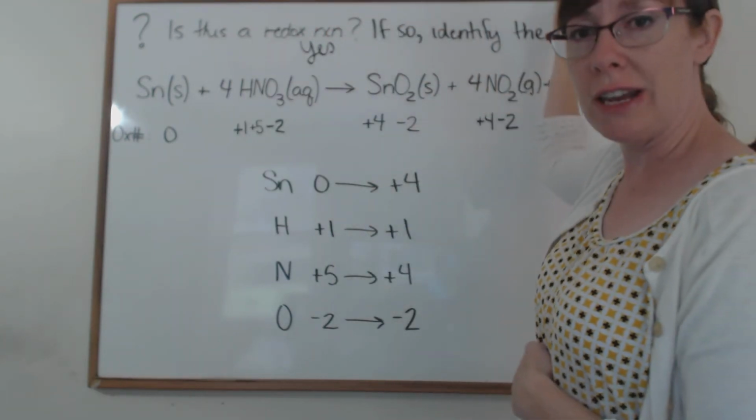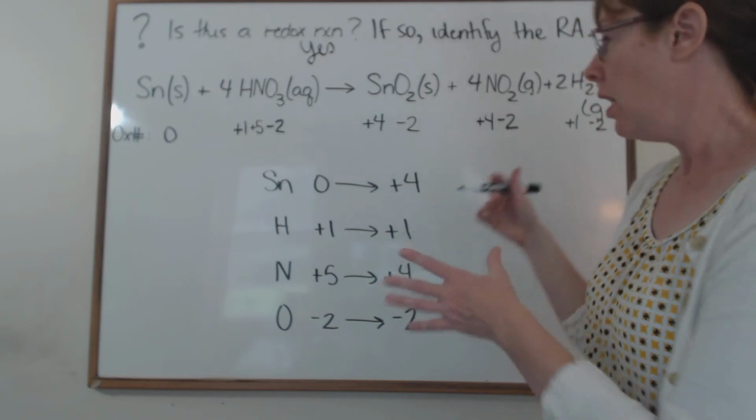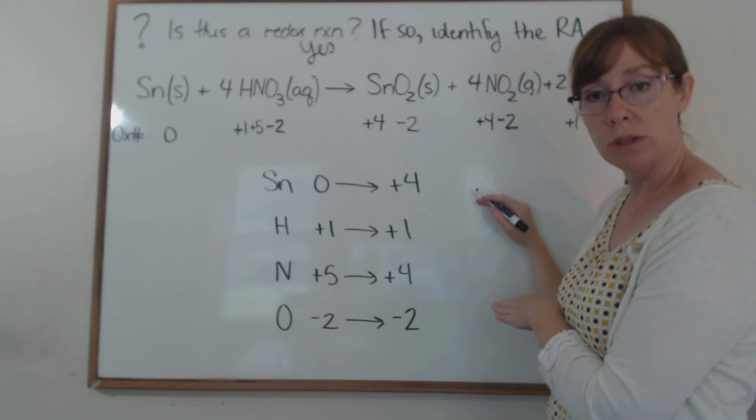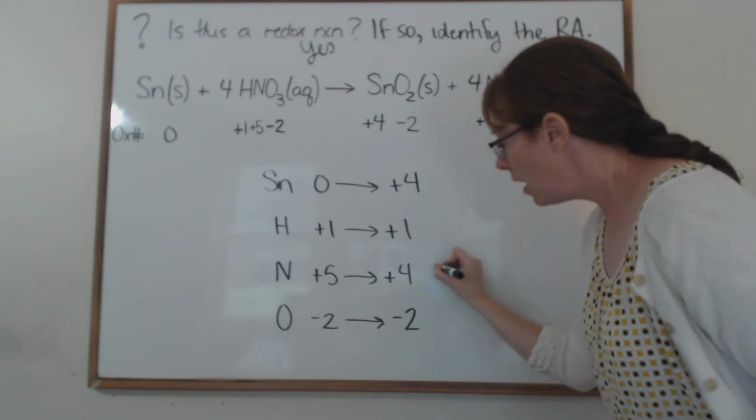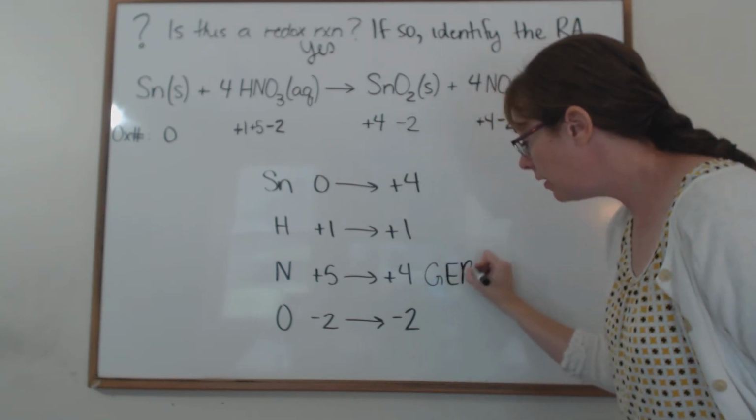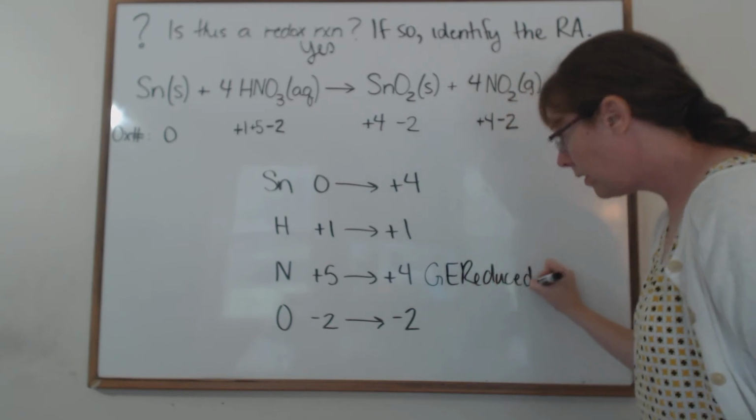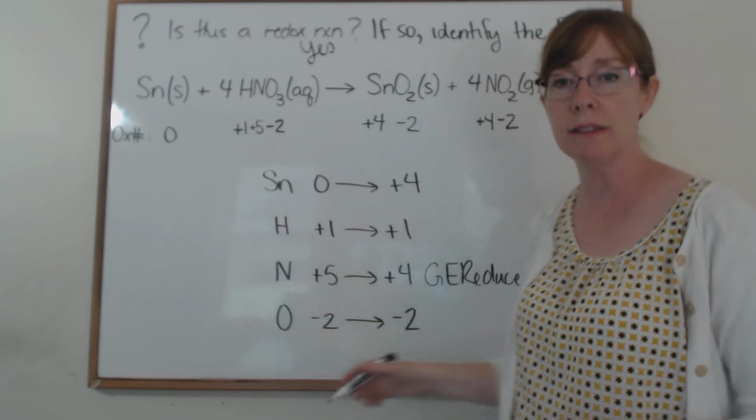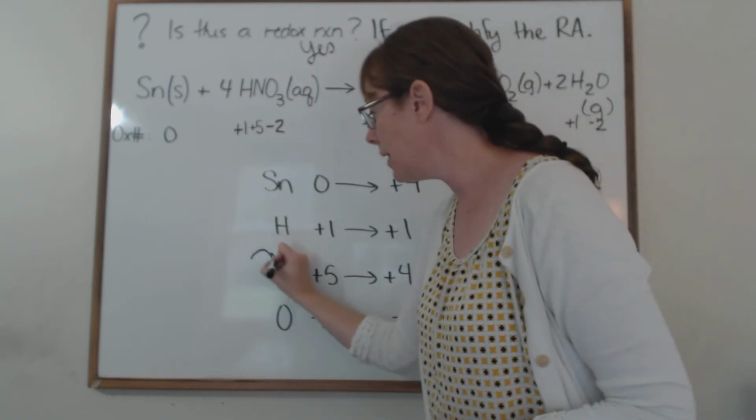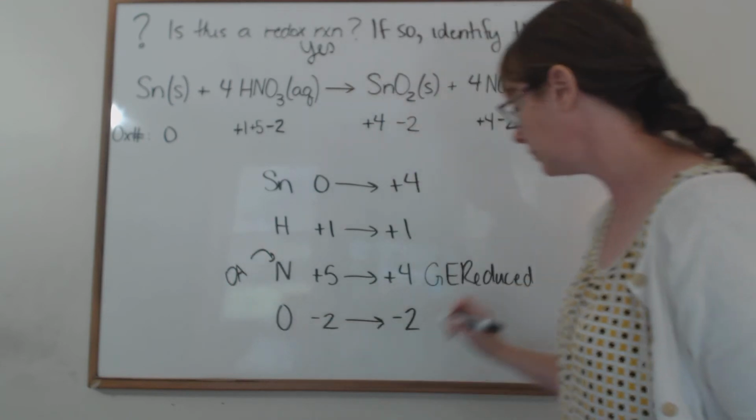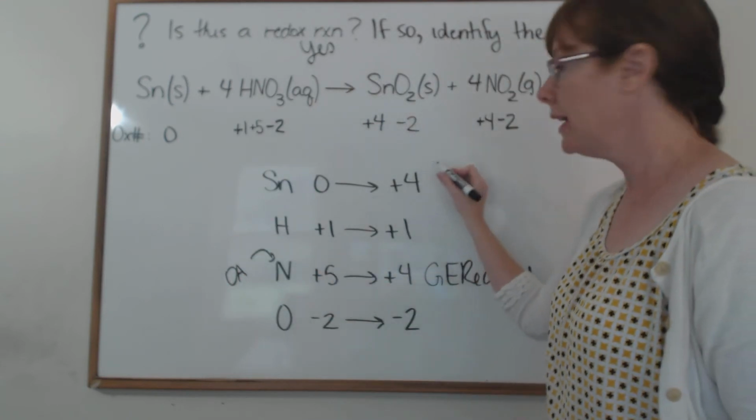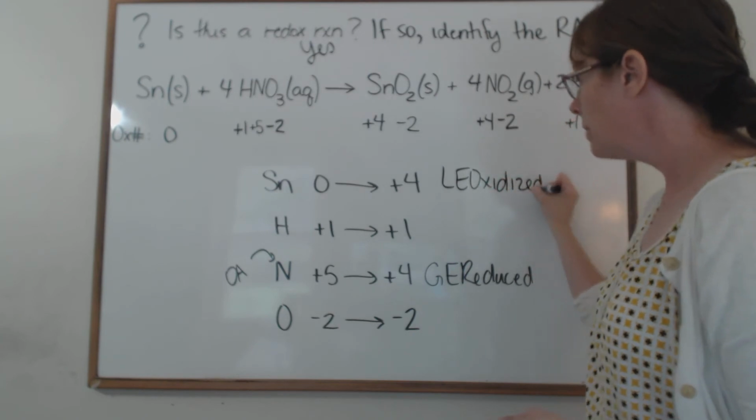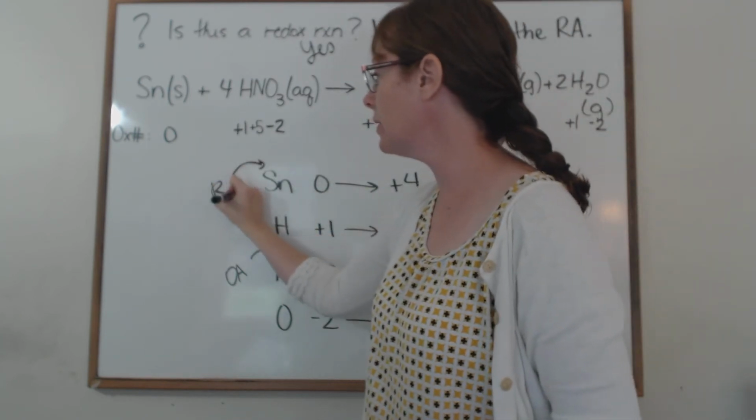So without even trying to answer this question, let's just analyze it. Leo the lion goes grr. Who gained electrons and got reduced? This one. The nitrogen clearly got more negative. On a number line, he headed that way. +5 to +4 is headed towards the negatives, which means the nitrogen is the oxidizing agent. You do the vice versa. Tin lost electrons and was oxidized, meaning that he is the reducing agent.